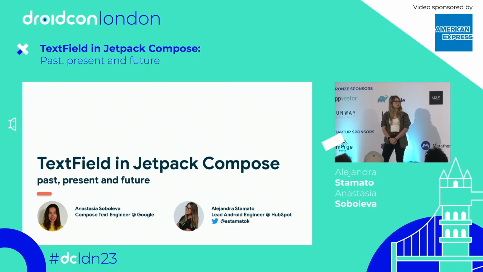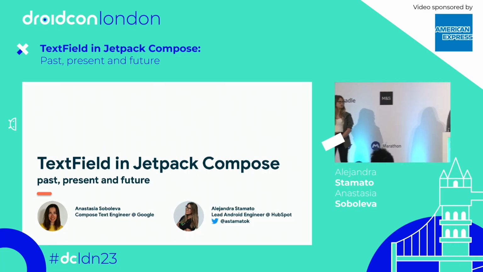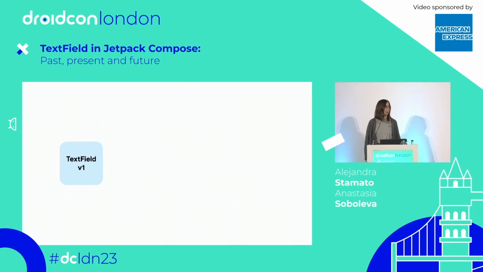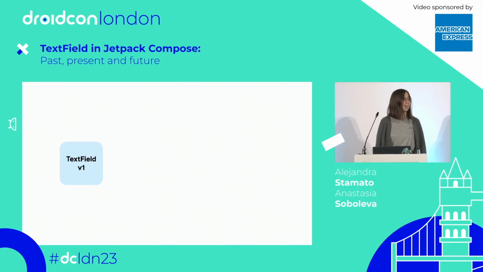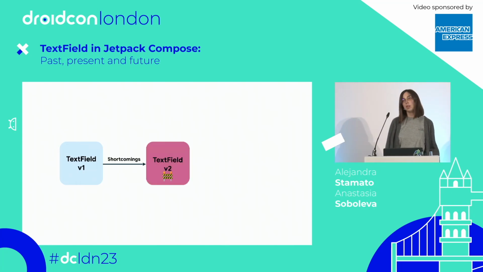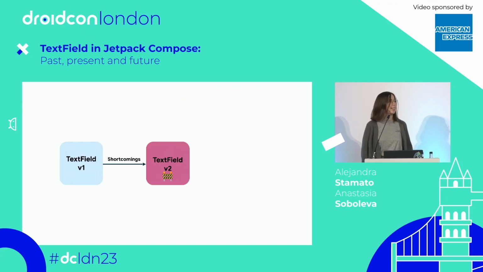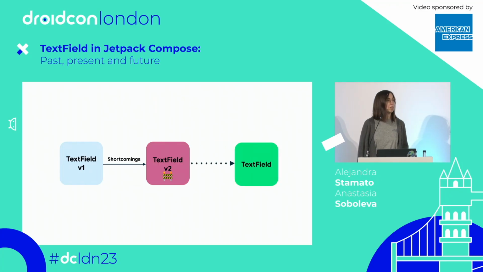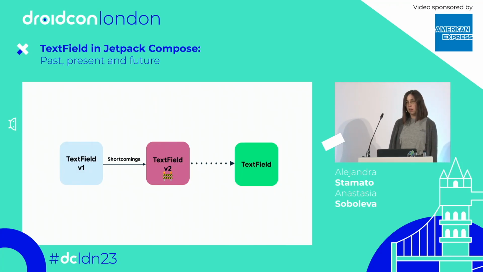Today, we're going to tell you about the evolution of TextField APIs in Jetpack Compose. So we'll start with recapping the existing old TextField APIs. We will then explore the shortcomings of those APIs. Then we will tell you about the new shiny TextField APIs. And in the end, we will discuss a little bit what it means for you as developers and what is the readiness of these APIs.